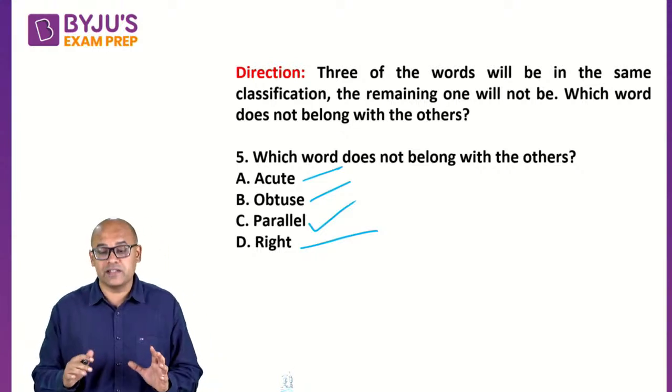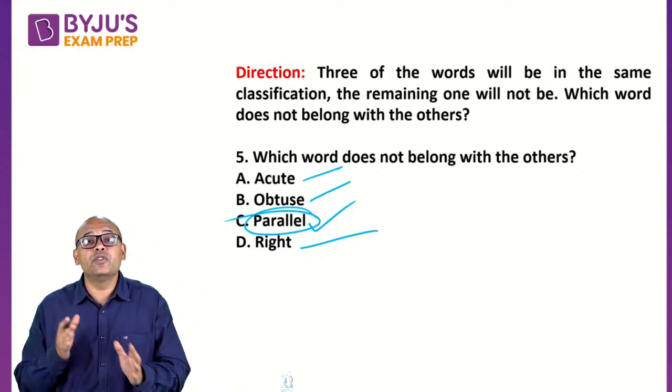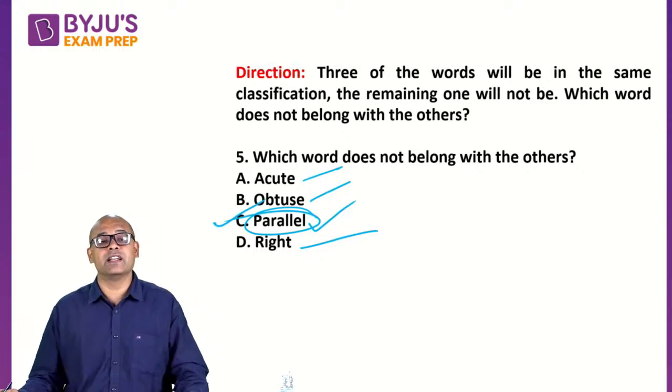It's related to angles, whereas parallel is basically for lines. It is not related to angles per se. Hence, your option C is the correct answer.